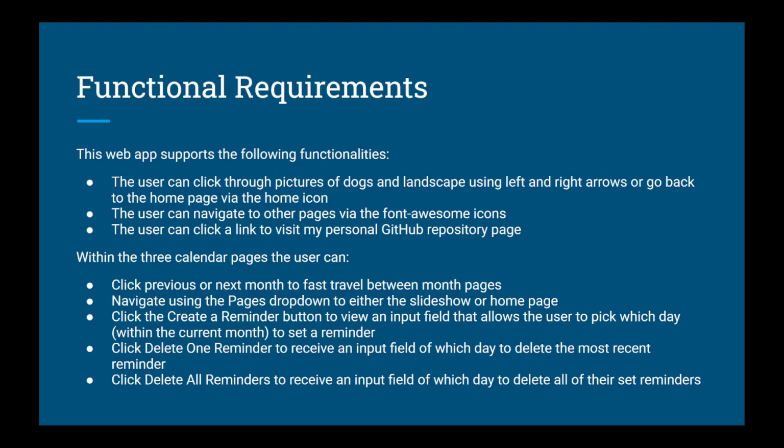There is a button to fast travel between months, next and previous month. There's also a drop-down bar at the top, which is for navigation, which you can go either back to the puppy slideshow page or the home page. And the important parts, create a reminder button. This displays an input field in which the user can type into it what they want the reminder to be, as well as pick which day they want to add the reminder.